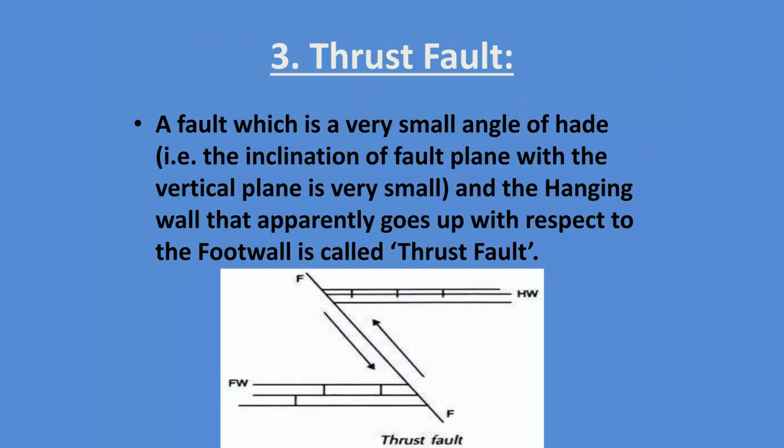Then thrust fault. A thrust fault is nothing but a kind of reverse fault. If the angle of thrusting is very low, around 20 to 30 degrees, in that case it is called a thrust fault. Otherwise, if the angle is greater than 30 degrees, it is called a reverse fault.